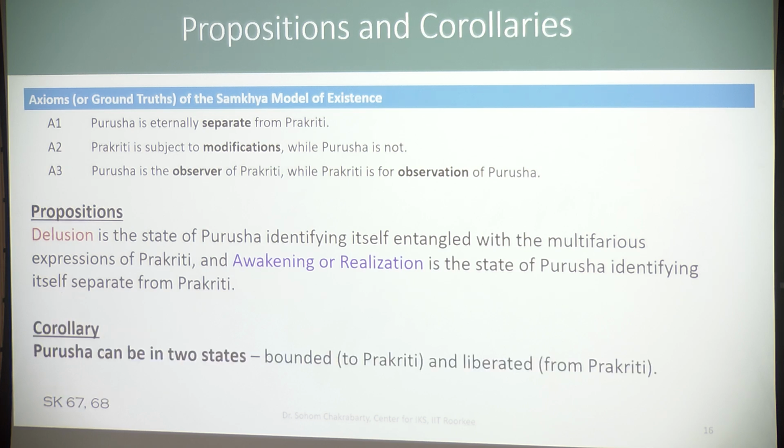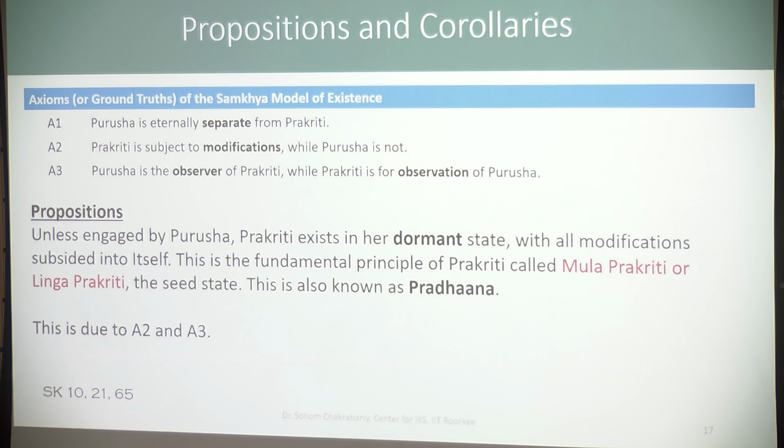Purusha can be in two states, bounded to Prakriti and liberated from Prakriti. These are the two states. Next proposition we can bring is that unless engaged by Purusha, Prakriti exists in her dormant state with all modifications subsided into itself. This is the fundamental principle of Prakriti called Mula Prakriti or Linga Prakriti, the seed state. This is also known as Pradhana. This is due to A2 and A3.